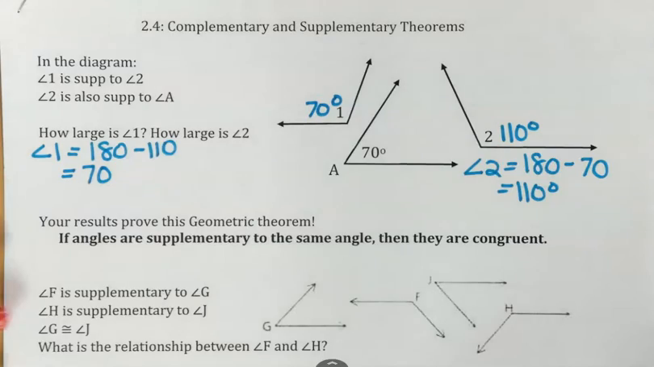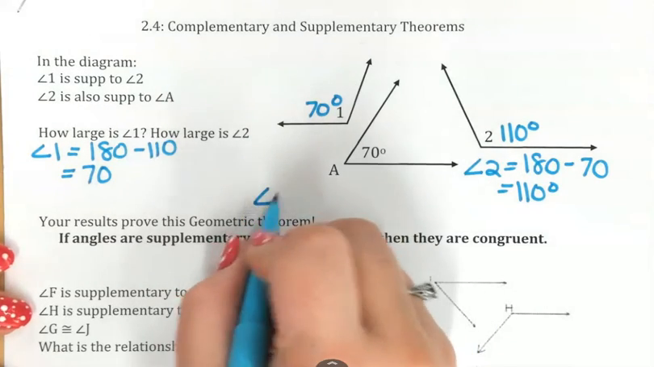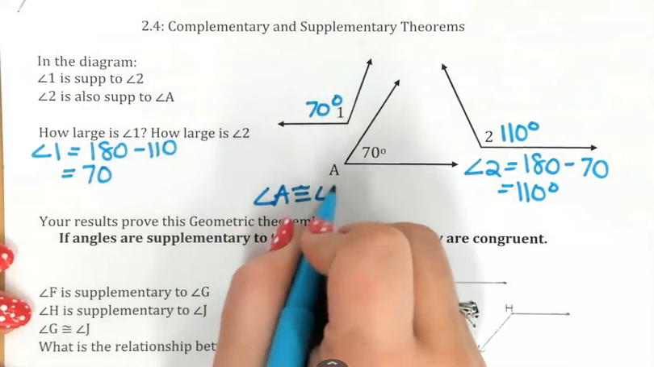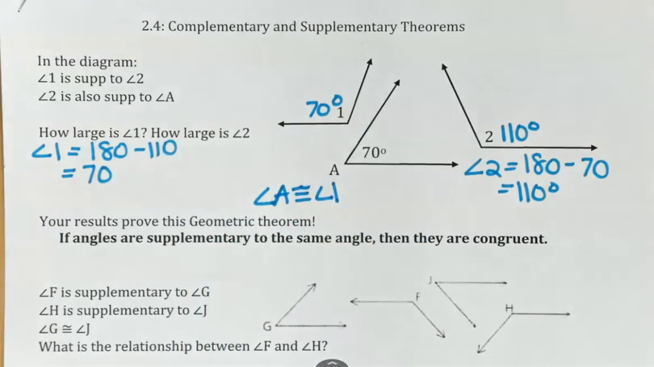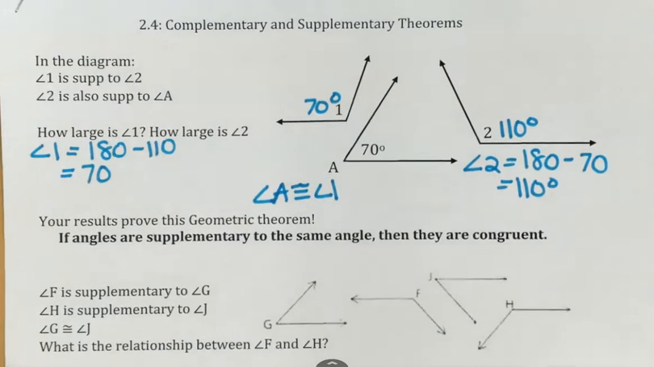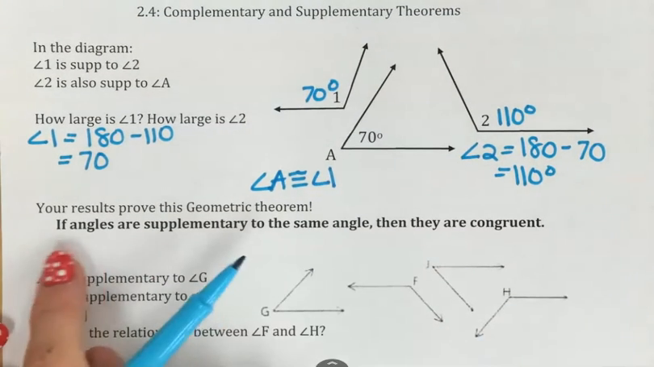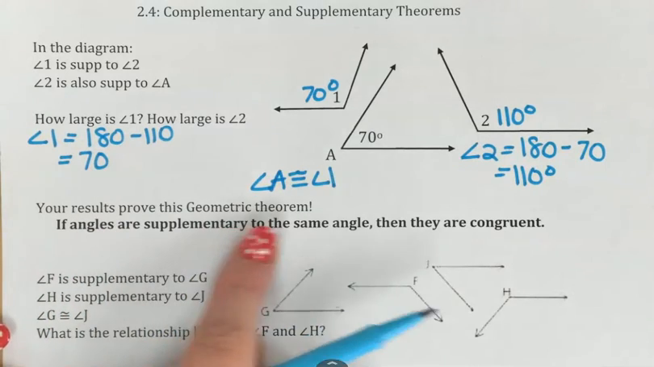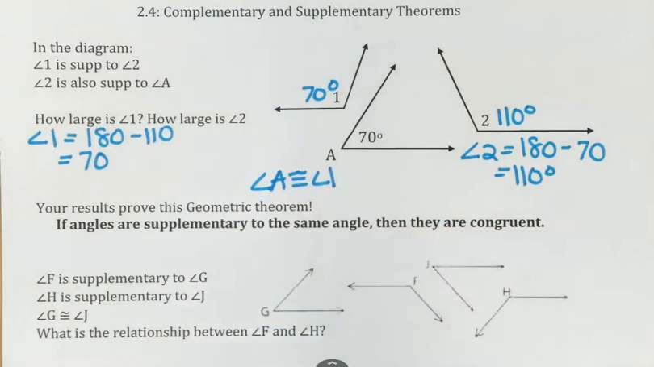So what do I know now? Well, I know that angle A is congruent to angle 1, and angle A and angle 1 were both supplementary to angle 2. What this just showed is this theorem here. If angles are supplementary to the same angle, then they are congruent.